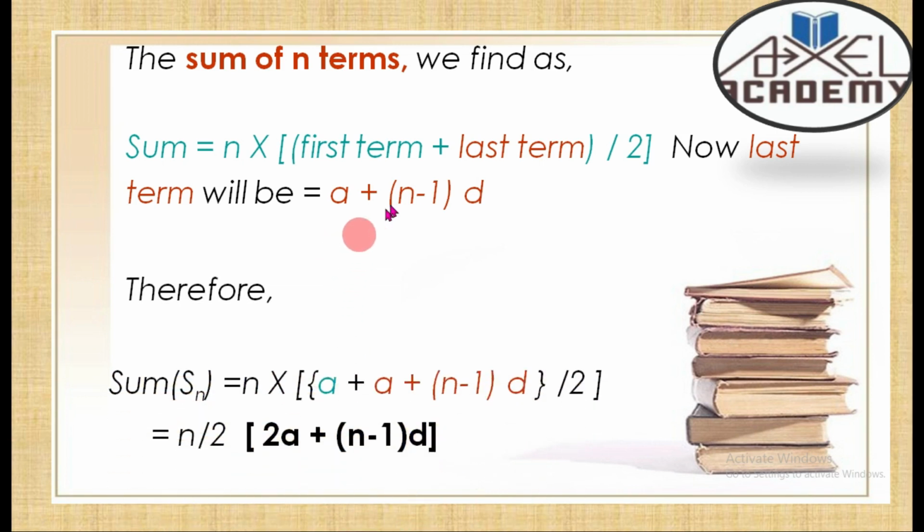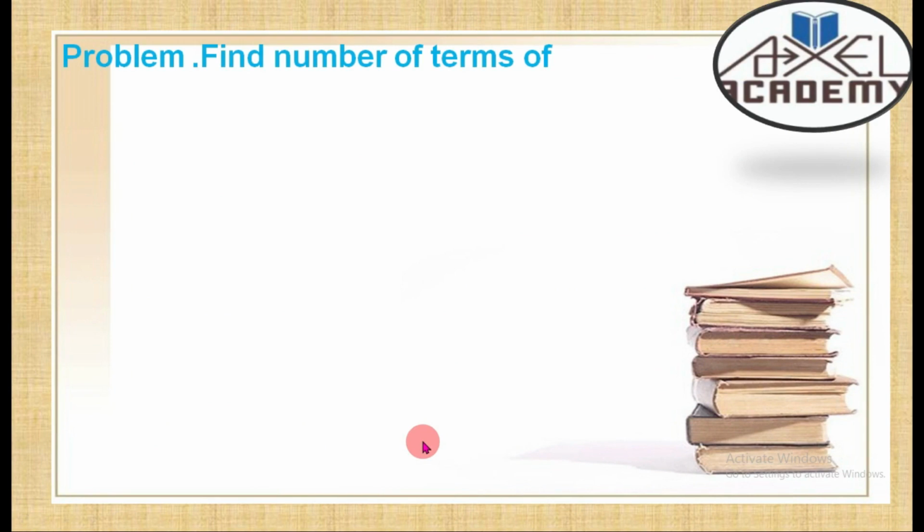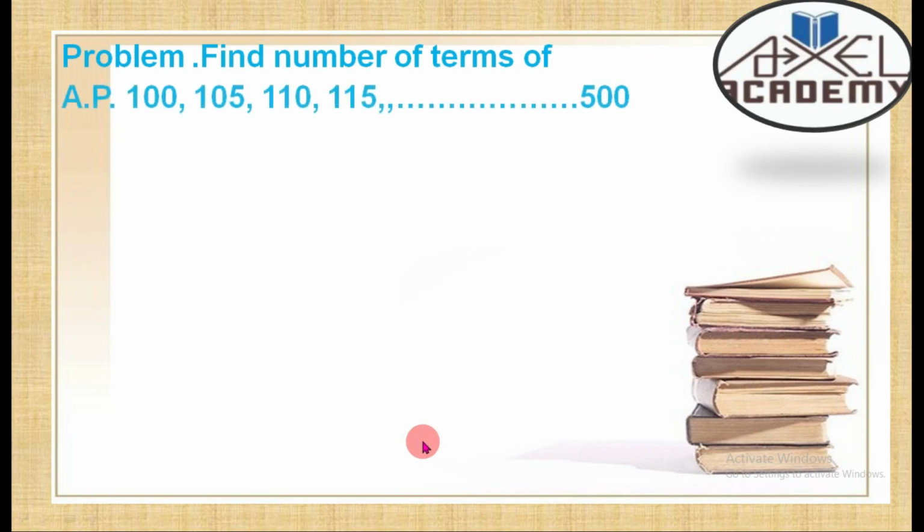So what we know is, the first term is a, and the last term is a plus n minus 1 into d. So we can write the sum of n terms like this also: n by 2 into 2a plus n minus 1 into d. Correct? Now let's take some examples based on the concept that we have studied till now.